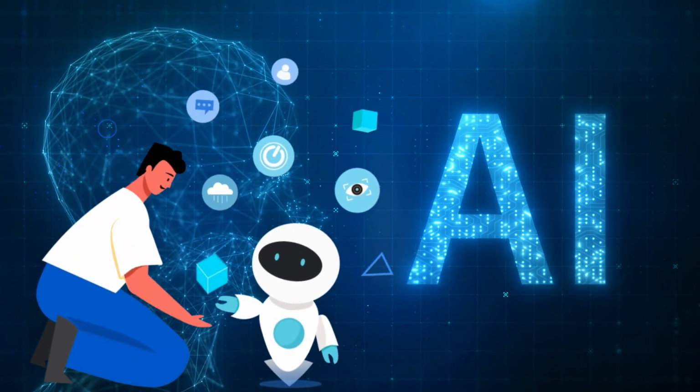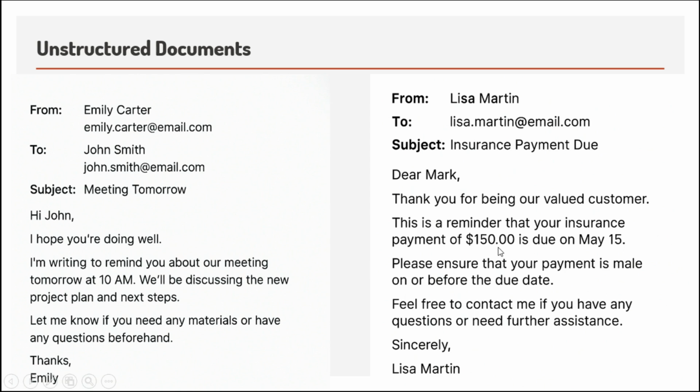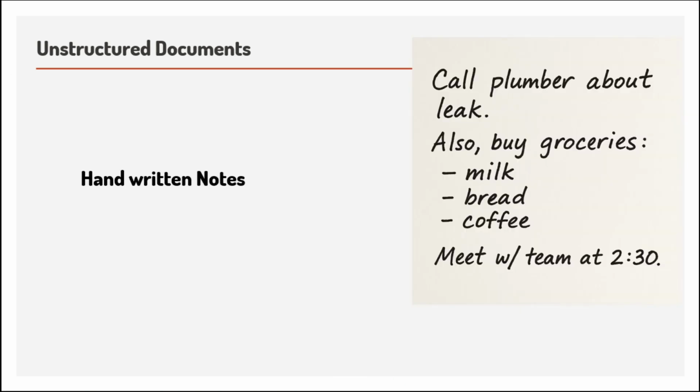Now, on the right side in this one, you can see payment is $150 and due date is this. So there is no key value pair here. So these are unstructured documents.